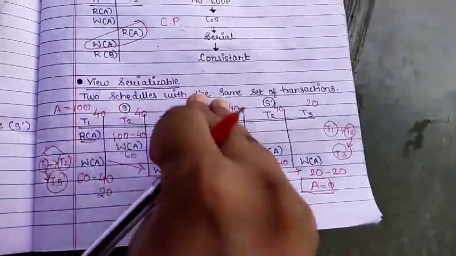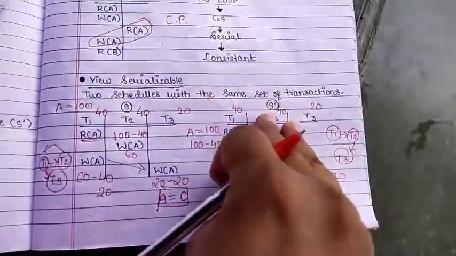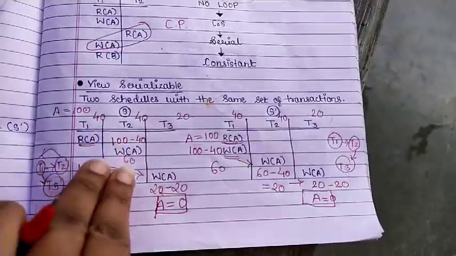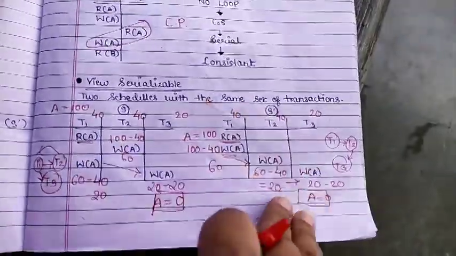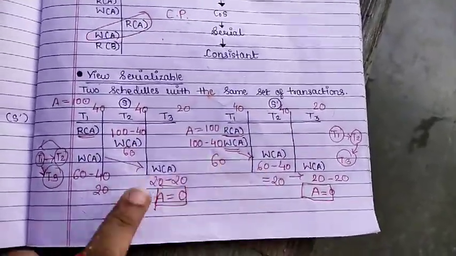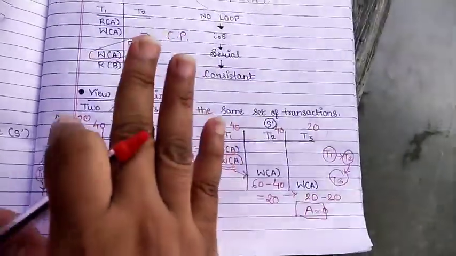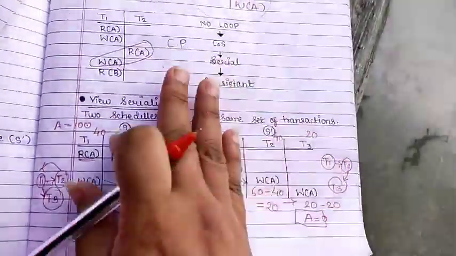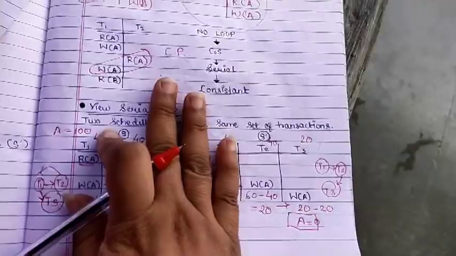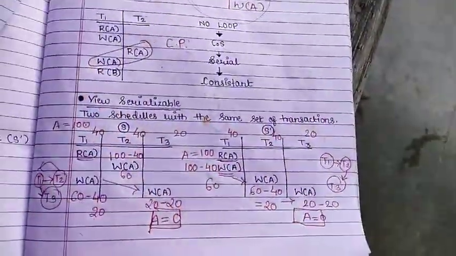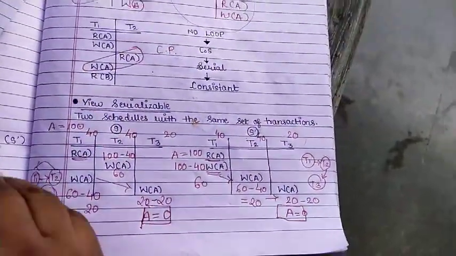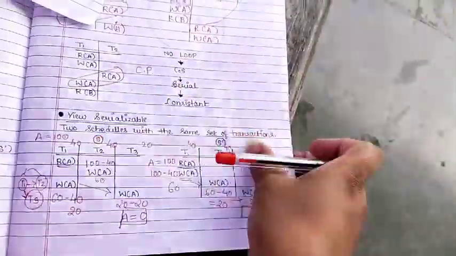So although the schedules do not look similar, with one schedule in a parallel form and another in a serial form, the output is the same, right? So this is called view serializable. Understood? Understood what we mean by conflict and view serializable? Let's have a look once again.